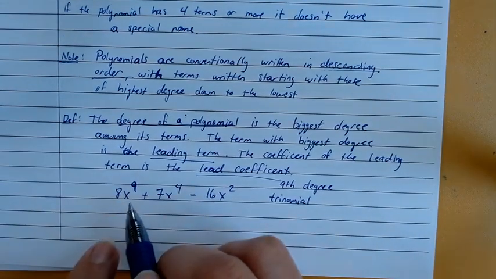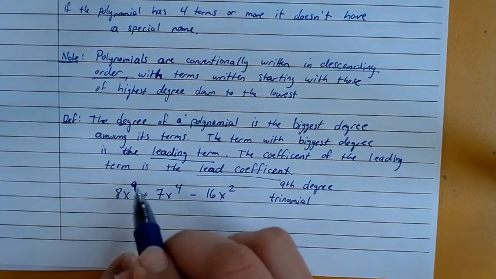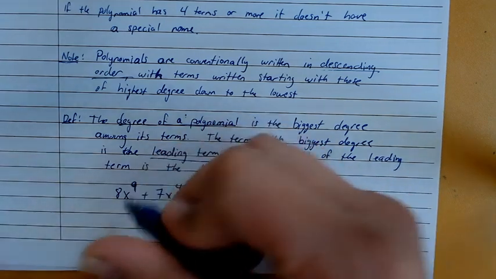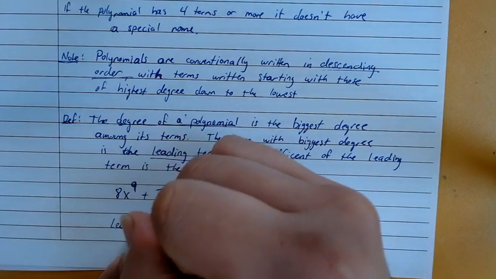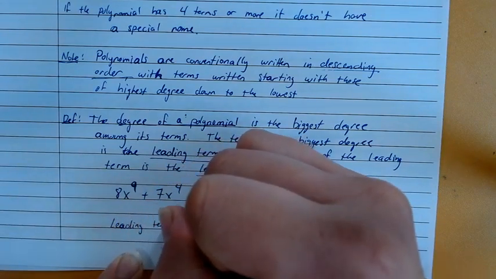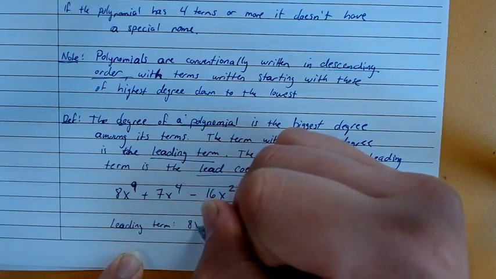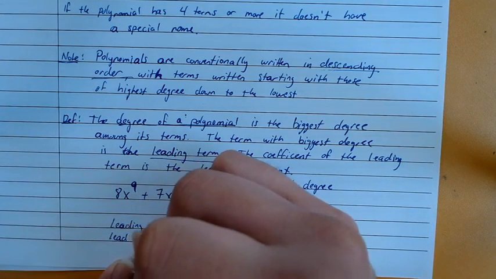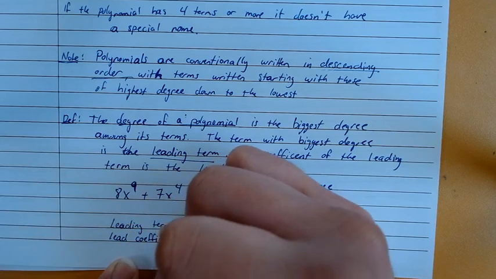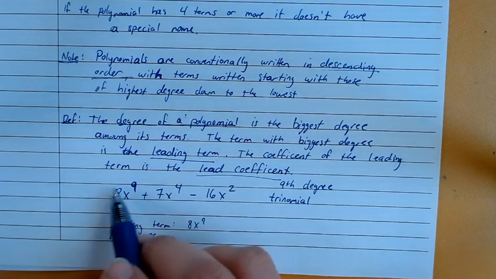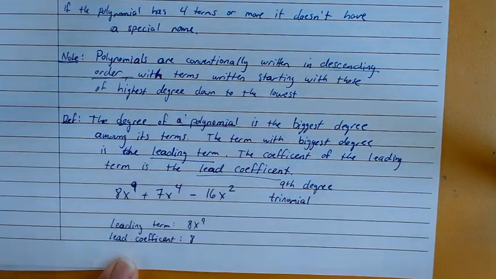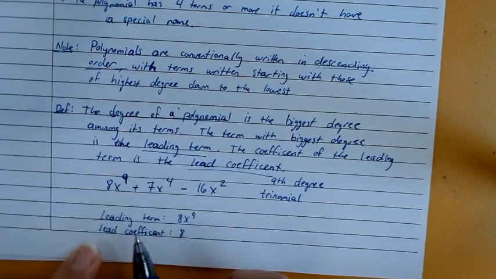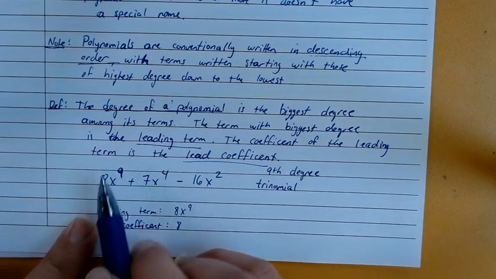The lead term of this 9th degree trinomial is this 8x to the 9th power, which means that the lead coefficient is the number in front of that, the constant 8. Now remember, this is a trinomial, so it does have 3 terms. The leading term is 8x to the 9th.